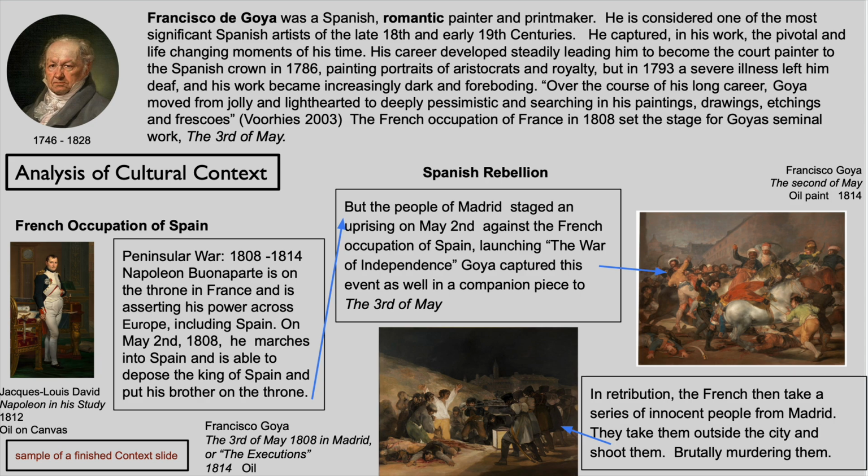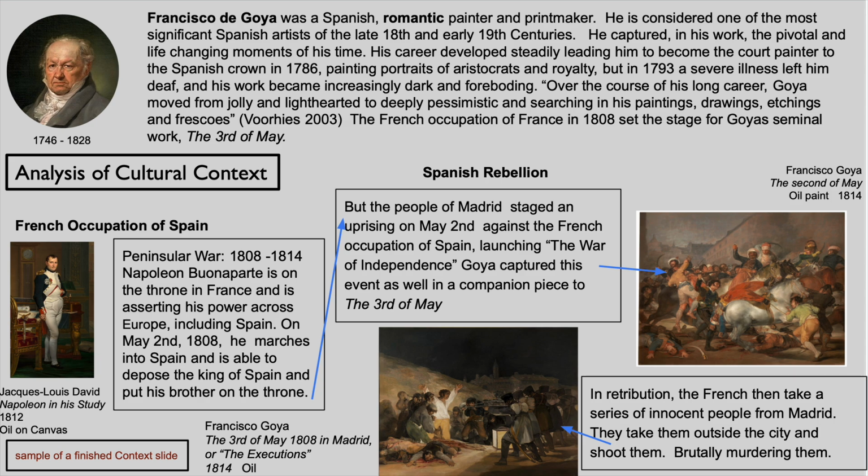But now I need to get into what's happening here. And so the last sentence: he went from jolly, lighthearted pieces to more significant works. And the French occupation in 1808 set the stage for this seminal work. Well, what was that? So now I take you, and the blue arrows take you through it, the French occupation of Spain. So the Peninsular War, here are the dates.